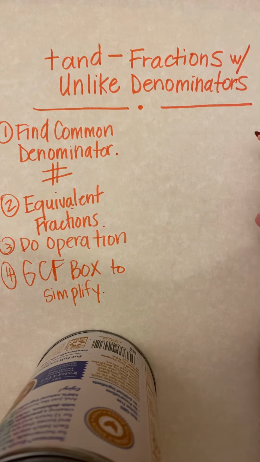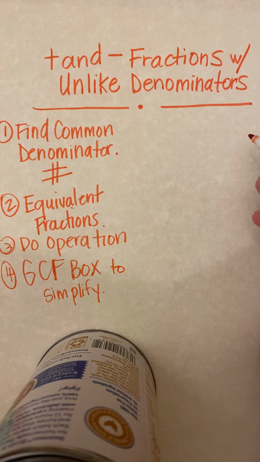All right, guys, another skill we're going to review that we've done this week is adding and subtracting fractions with unlike denominators. So remember, the first thing you do is find your common denominator by doing tic-tac-toes of both denominators. Then you generate equivalent fractions using the rainbow method and finding the rule. The third thing you do is to do the operation, and the last thing you do is to simplify, and we use the GCF box.